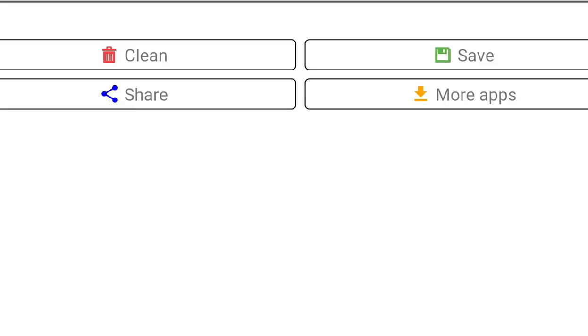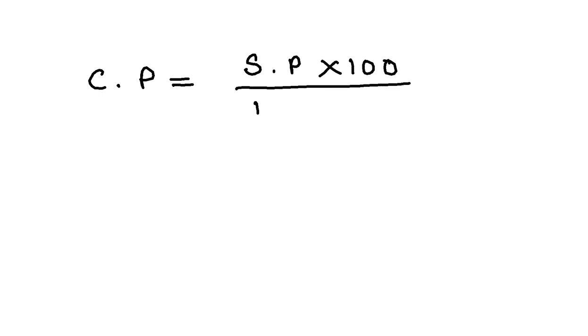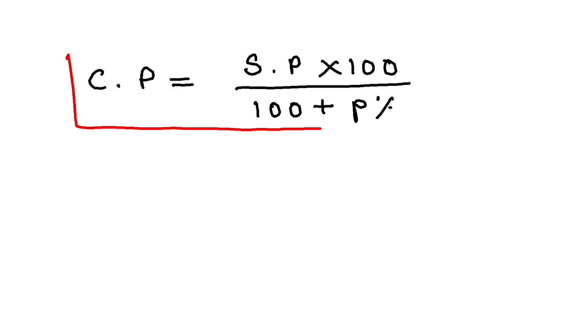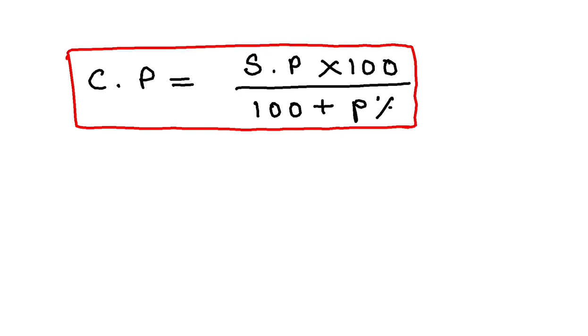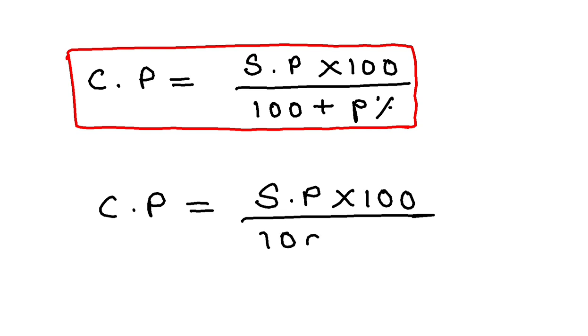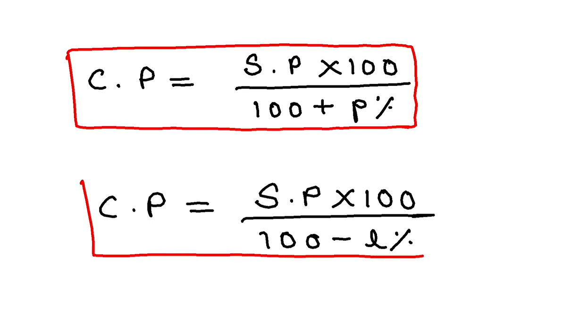Then, okay, now finally there are two more formulas you have to learn to solve the questions. One is CP is always equal to SP into 100 by 100 plus profit percentage. This is one formula. This formula involves CP, SP and profit percentage. Now what about loss percentage? There is another formula, CP equal to SP into 100 by 100 minus loss percentage. So this is the formula involving CP, SP and loss percentage.